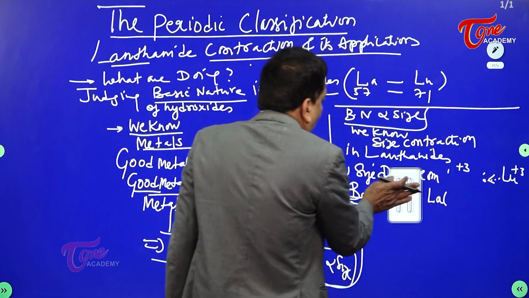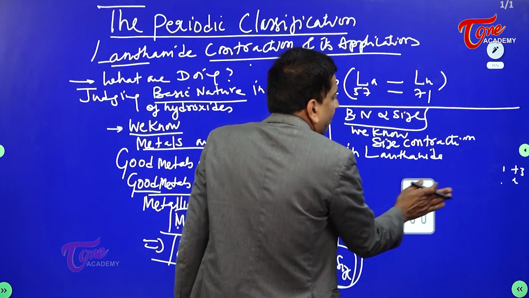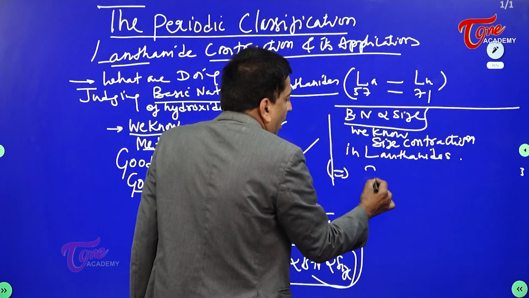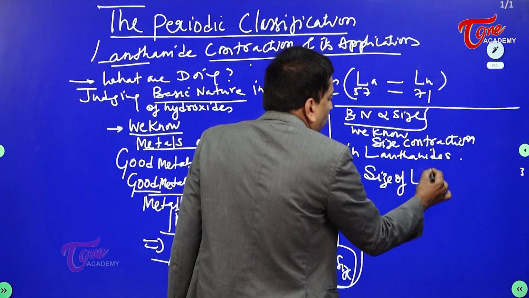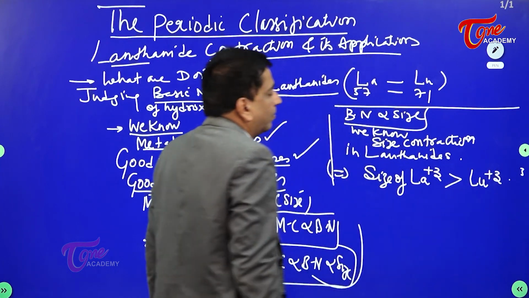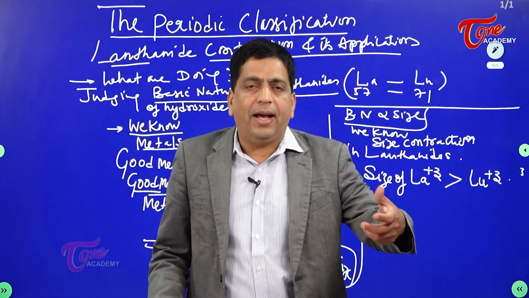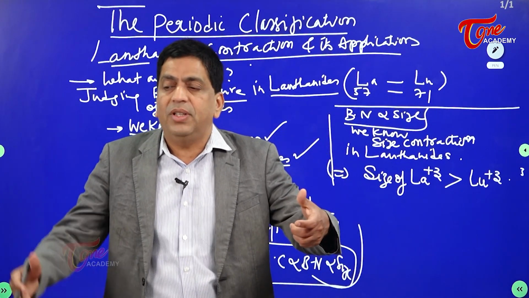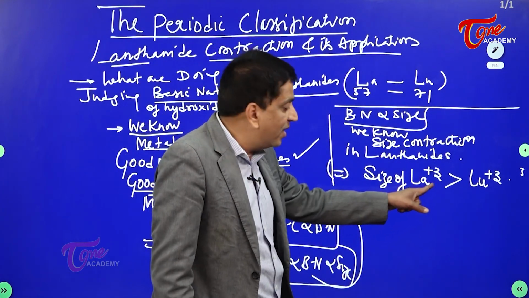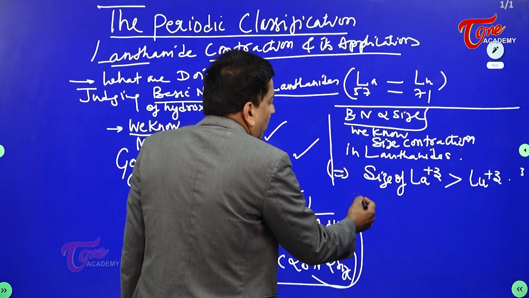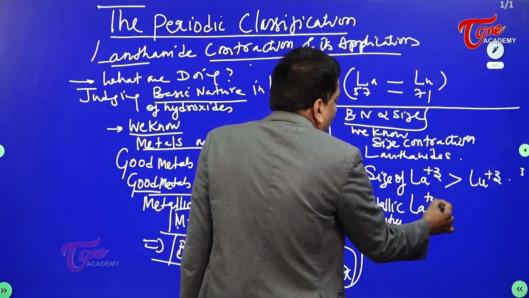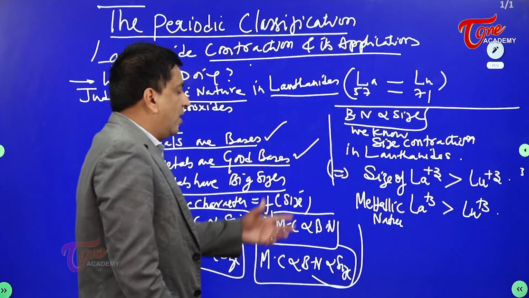If you wanted to write and compare, let us compare lanthanum and lutetium. We know size contraction happens in lanthanides. So I can simply say the size of lanthanum plus 3 is rather greater than lutetium plus 3. Lanthanum is the first element in the lanthanides and lutetium is the last one. Since you have contraction in sizes, the size of lanthanum plus 3 is greater than lutetium plus 3. So I can simply say metallic nature of lanthanum plus 3 is greater than lutetium plus 3. That is the metallic nature.